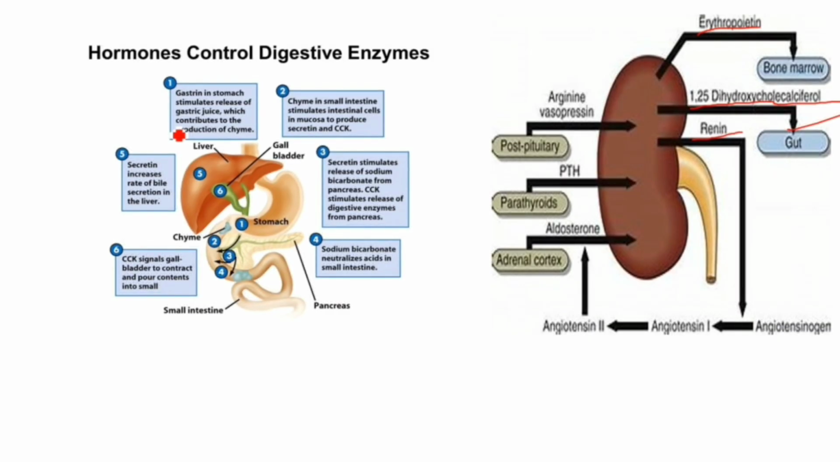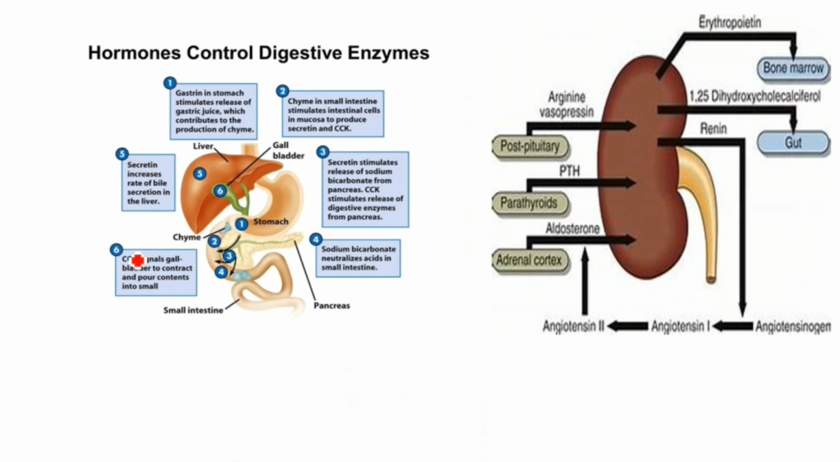Now we will talk about different hormones of the digestive tract. As you can see, the gastrin hormone, the secretin hormone, and the CCK hormone, whose full form is cholecystokinin hormone, and another hormone is somatostatin. All these hormones help in the digestion process.